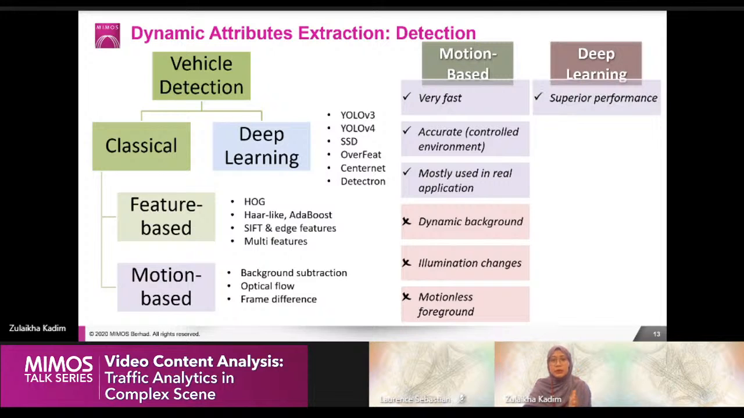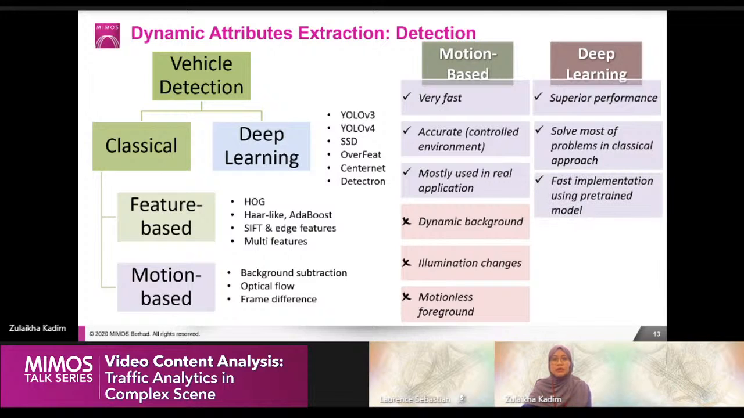Thanks to deep learning research, because deep learning has solved most of these problems. Some of the advantages: it provides superior performance in terms of detection accuracy compared to the previous classical approach. It solves most of the problems in the classical approach, as I mentioned earlier, and it also provides fast implementation if we are using a pre-trained model. A pre-trained model can be directly used because it's already trained with a lot of data, so it has already generalized the object representation.